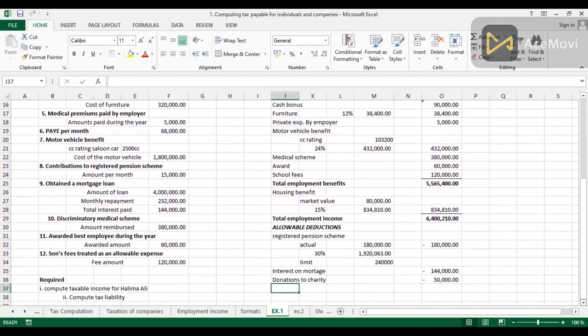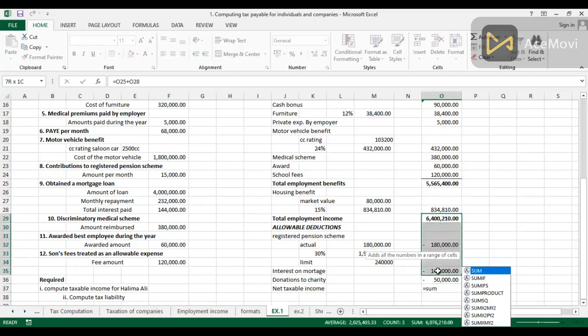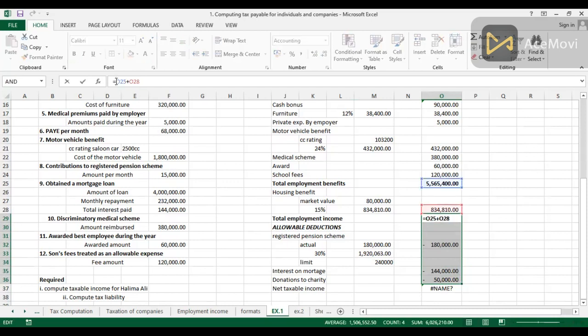Yes, up to that point, we've exhausted everything. So net taxable income equals sum. I want the sum. Now from this one here up to there. Sorry, I forgot to do this way. Sum, press tab. I can't close my bracket. Sorry, what am I doing?